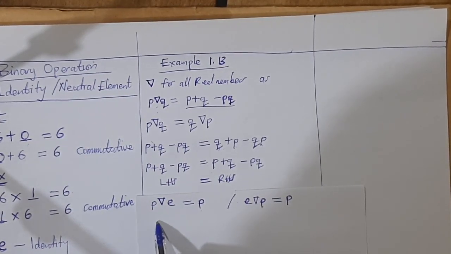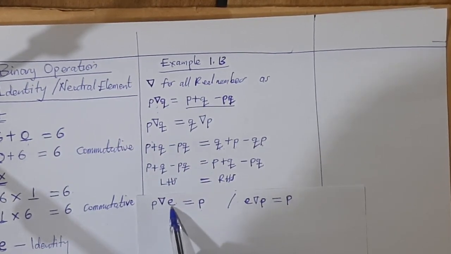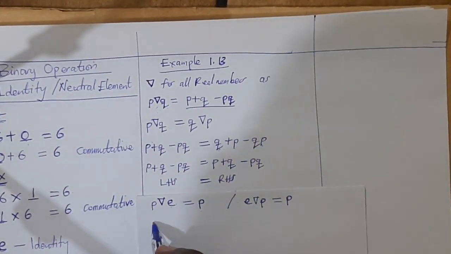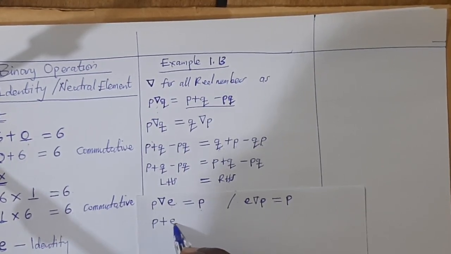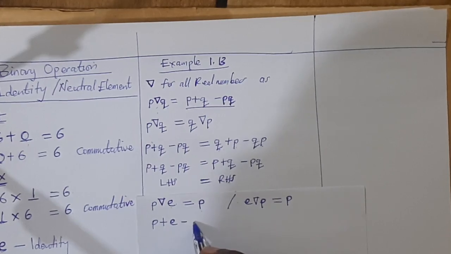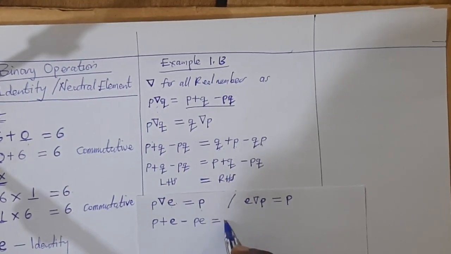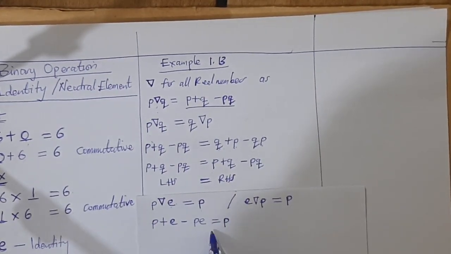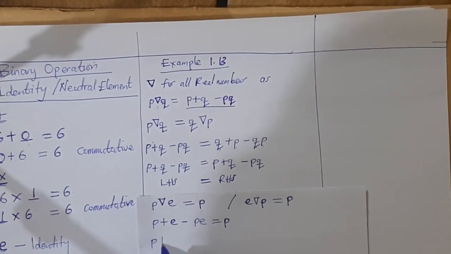Now let's put this into the equation. Here becomes the Q. The identity element becomes the Q. Now we have equal to P. So by definition, P operation E is equal to P plus E minus PE, which is equal to P. Now we can rearrange. We have P plus E minus EP.